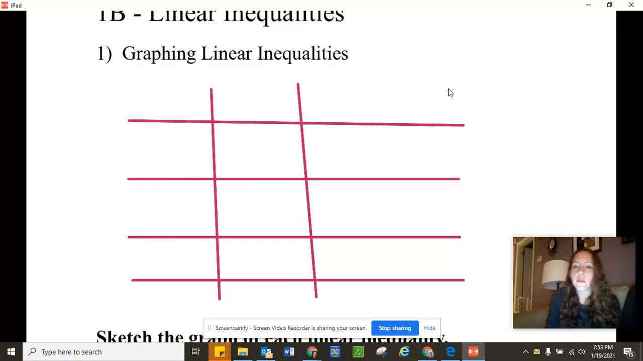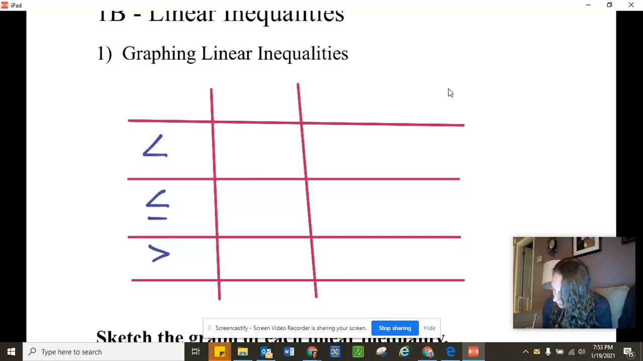Okay, so we've got our four symbols, right? There is less than or equal to, greater than, and then greater than or equal to. And those are going to be just like graphing lines before, but instead of having an equal sign, you'll have one of those symbols. And based on that, we're going to do different things with the graphs.